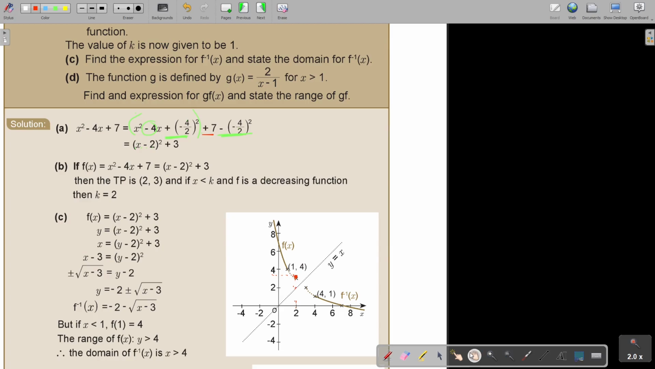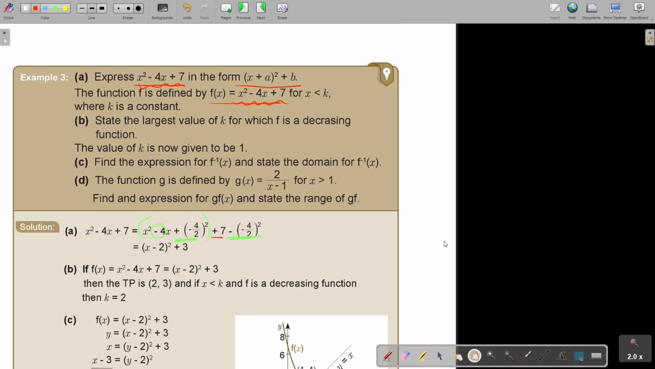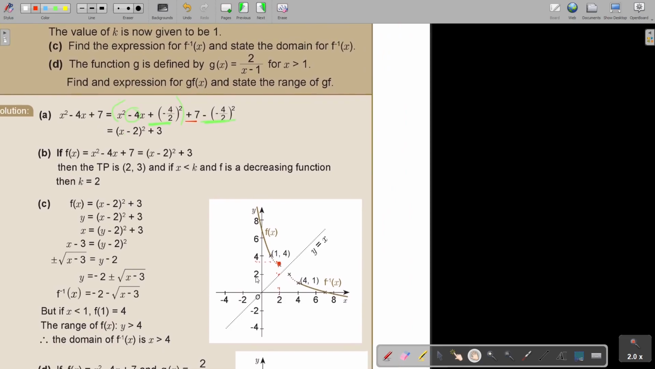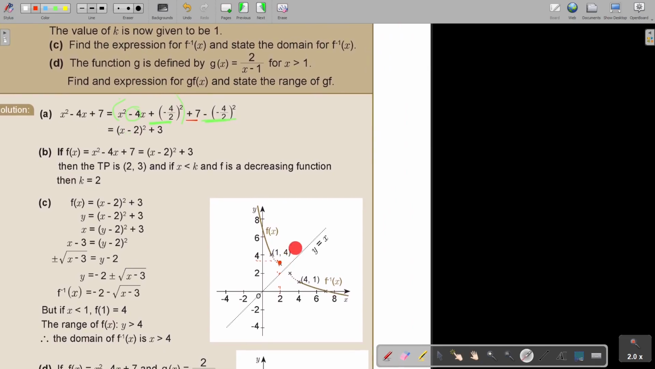Can I just take you up? It's x is smaller than. So for this decreasing, the decreasing means it's this part, it's not that part. That part is the increasing. That's the decreasing. And it's doing that turn at the turning point, which is there at x is 2. So k is 2. Okay, then we go on.